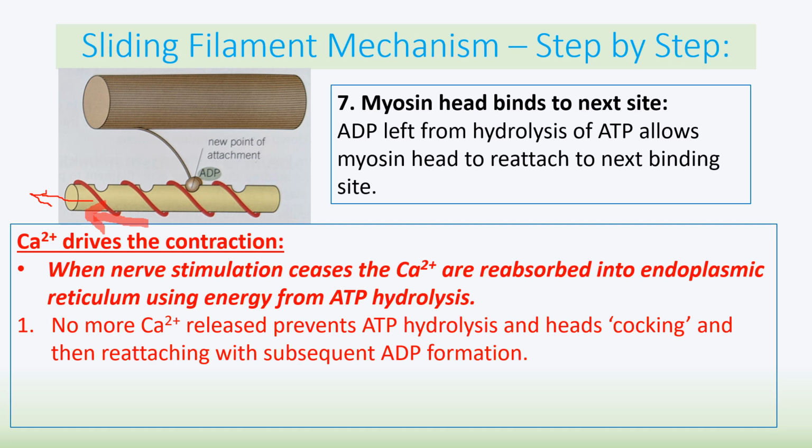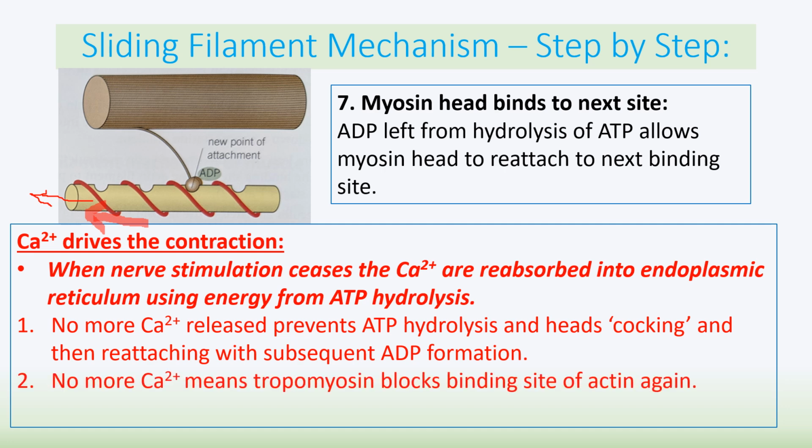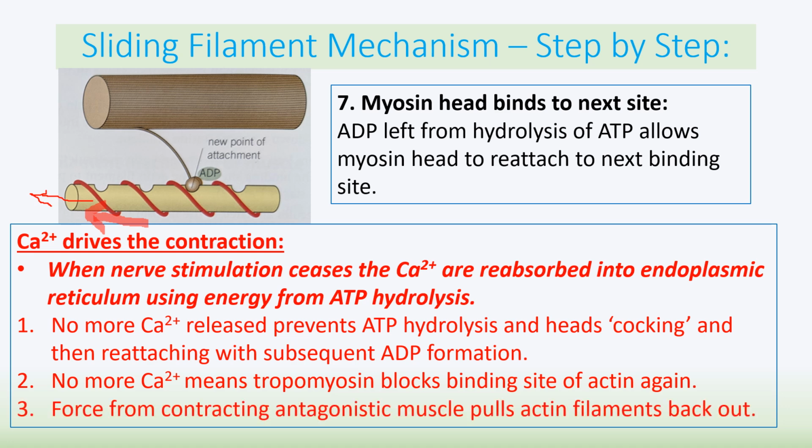No more calcium ions also means tropomyosin doesn't go through a conformational change, and therefore it will go back and block the binding site of the actin again, preventing the actin and the myosin from attaching and forming cross bridges. And when the opposite muscle contracts, because remember they work in antagonistic pairs, the force from that will pull the actin filament back out. So that's the detail you need to be aware of.